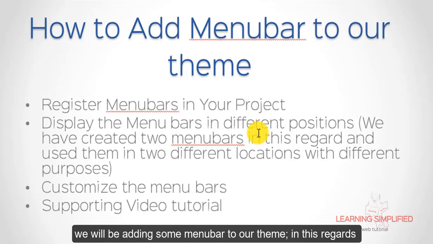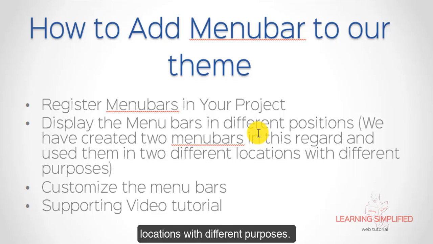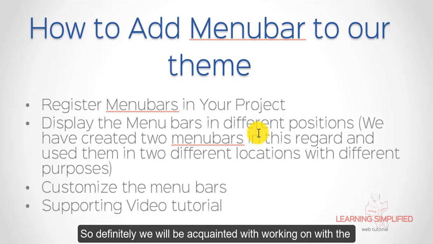Next, we will be adding some menu bars to our theme. In this regard, we will be registering menu bars into our project, and we will administer or display the menu bars in different positions. Now we have created two menu bars over here, and we have used them in two different locations with different purposes. So definitely we will be acquainted with working with the multiple menu bar format in our project, and of course we will be customizing the menu bars.